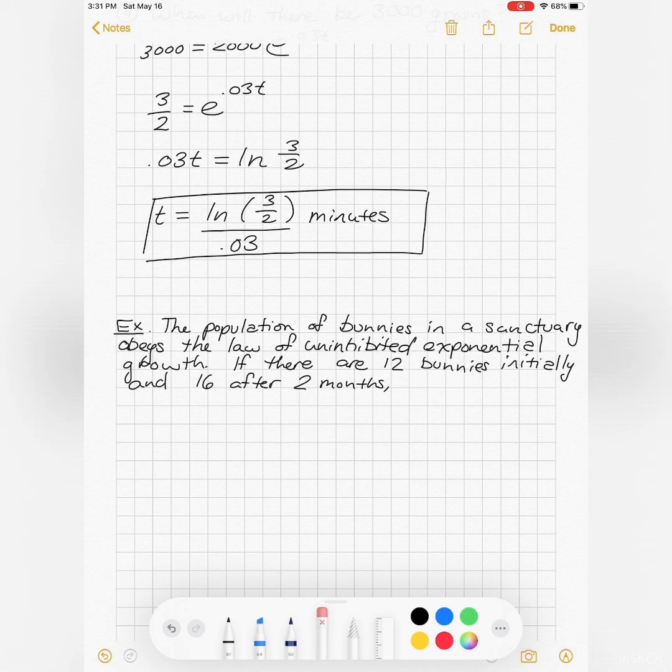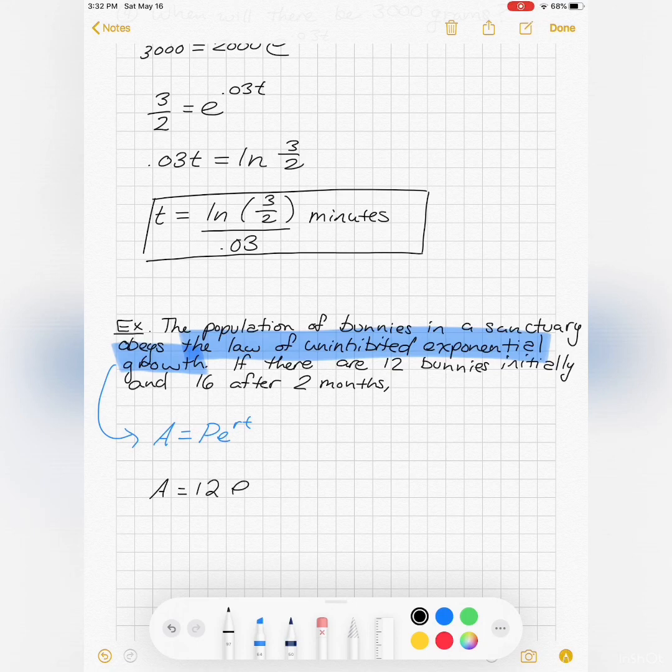The population of bunnies in a sanctuary obeys the law of uninhibited exponential growth. So actually what that tells me is that I can model this using the PERT formula. There are 12 bunnies initially. Put that in.